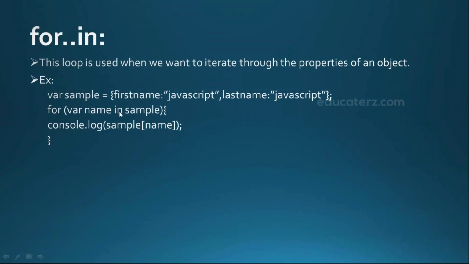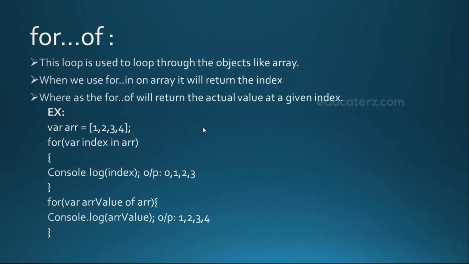So, var name in sample means we are iterating over each property in this object. Name denotes the key of the property, as the object contains properties in terms of key and value. So name denotes the key, whereas sample of name denotes the value of that key. This is how we use the for-in loop.